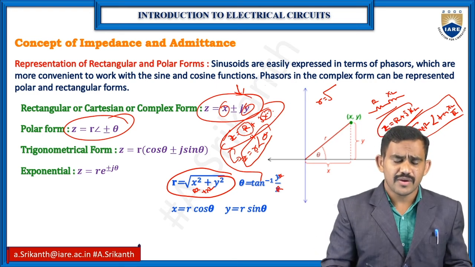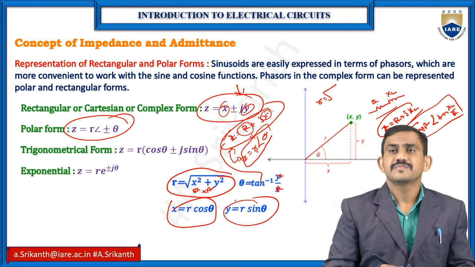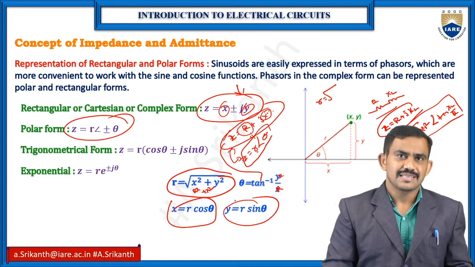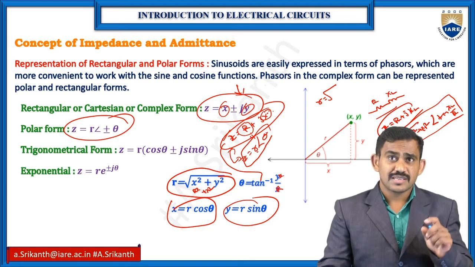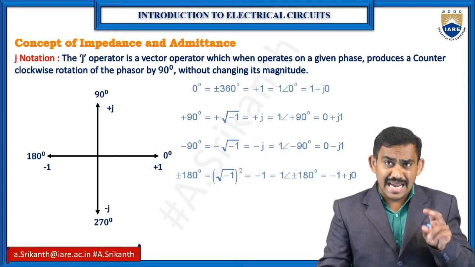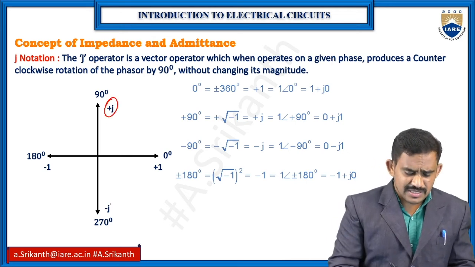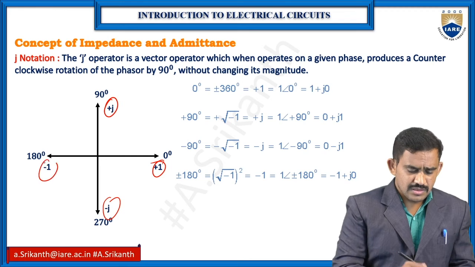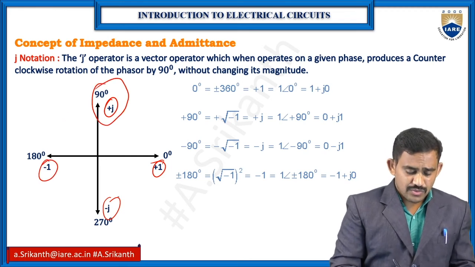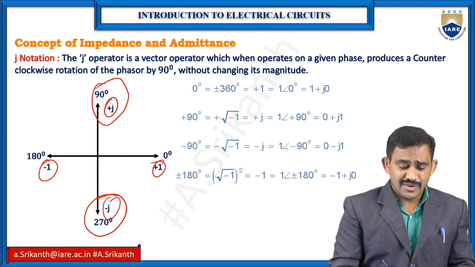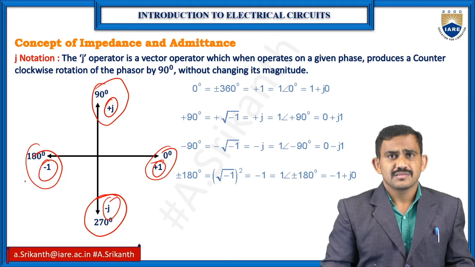Suppose I know the polar form and want to convert into rectangular form, for this we have the formula r cos theta, r sin theta. Okay, so this is about rectangular and polar conversion, and we have one more topic, J conversion. For 90 we have plus J, for 270 we have minus J, for 0 we have plus 1, and for 180 we have minus 1.